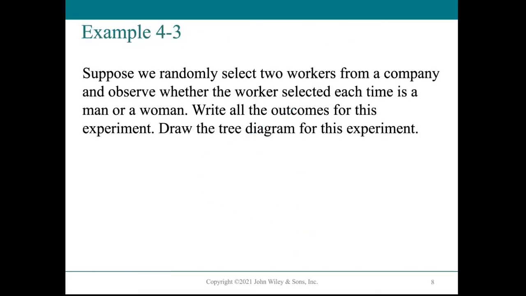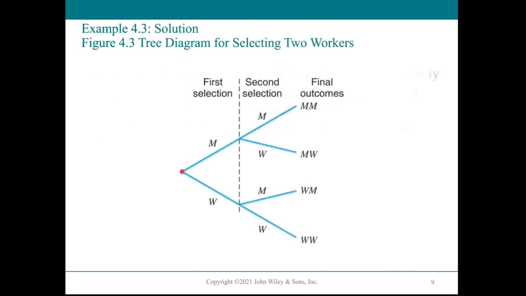Another example. Suppose we randomly select two workers from a company and observe whether the worker selected each time is a man or a woman. Write all of the outcomes of this experiment and draw a tree diagram. The first time you select a worker, it can be a man or a woman. The second time, it's either a man or a woman, but since this is the second selection, it's times two. So you get four possible outcomes.